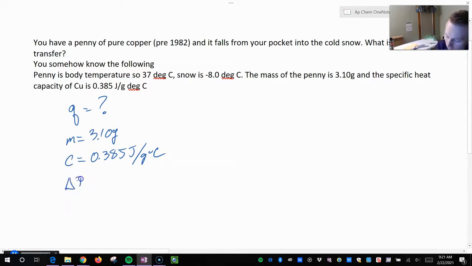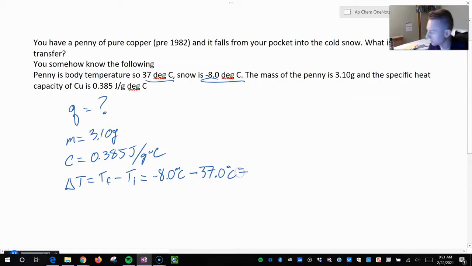And then we need to know the change in temperature. And we know that the final temperature, once it reaches thermal equilibrium, the copper will be the same temperature as the snow. So it'll be at -8.0. So let me back up for a second. Change in temperature is the final temperature minus the initial temperature. So the final temperature will be -8.0 degrees Celsius minus the initial temperature, which was 37.0 degrees Celsius.